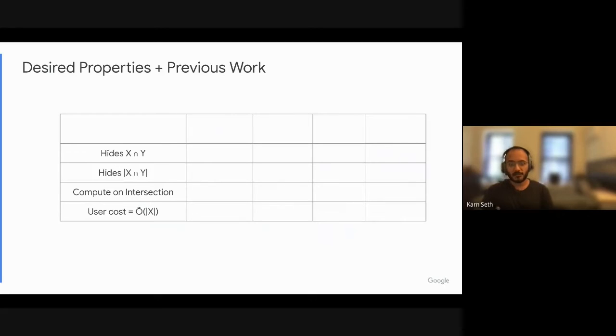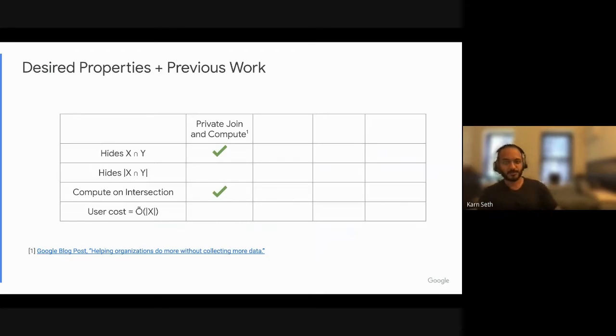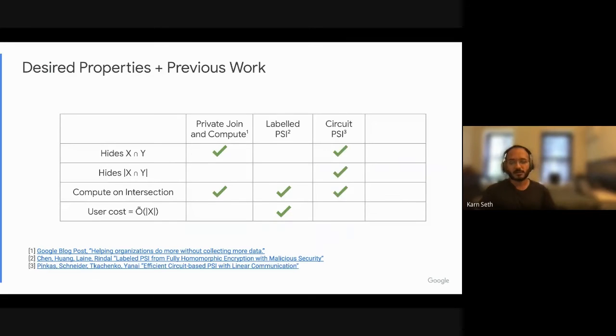So let's just see how previous work compares. We have these properties that we want to achieve in terms of privacy and functionality and efficiency. There's this previous work called Private Joiner Compute by Google, which allows computing on the intersection, but has poor efficiency properties for asymmetric sizes and also reveals the intersection size. There's also some unrelated external works which have either great privacy properties or great functionality or great efficiency, but not everything together. And so our work achieves all the different criteria that we care about.